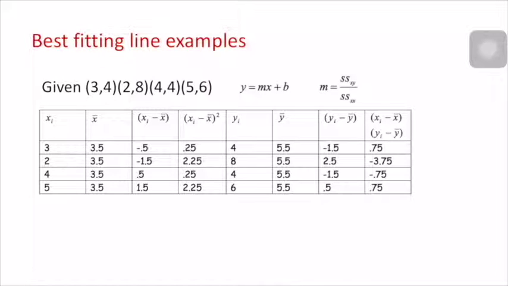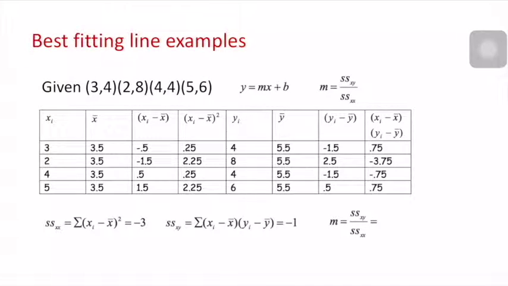And then we can find the summation of x minus x bar squared and the summation of x minus x bar times y minus y bar, which are minus 3 and minus 1. And then we can find the slope. M equals SSXY over SSXX, which is negative 1 over negative 3, equals 1/3.